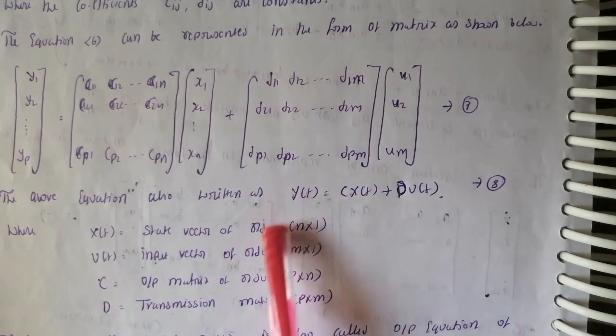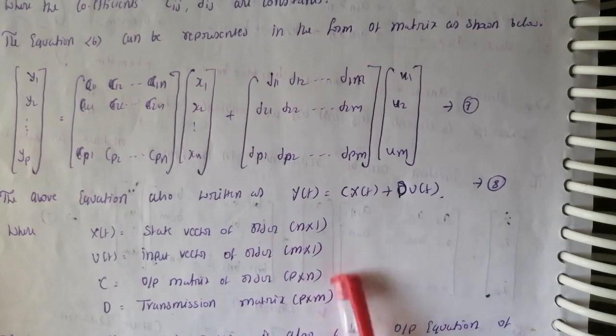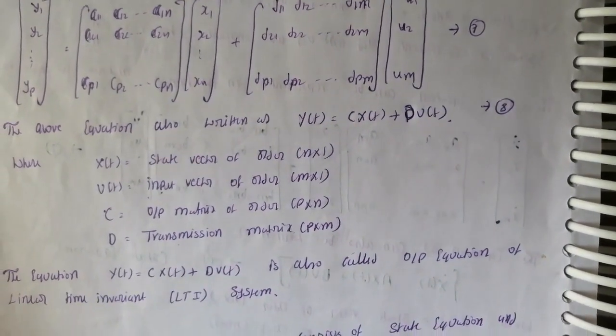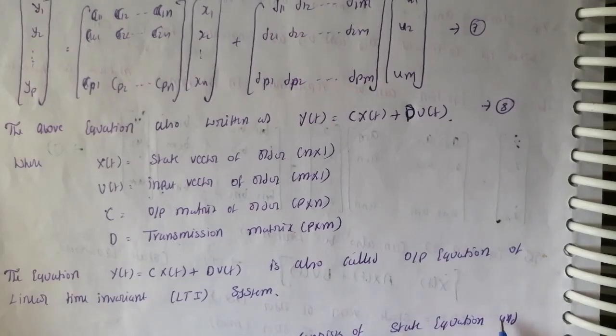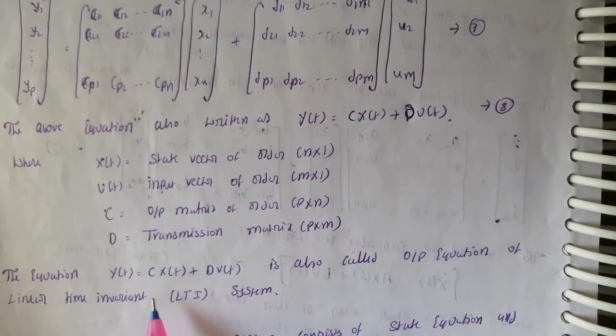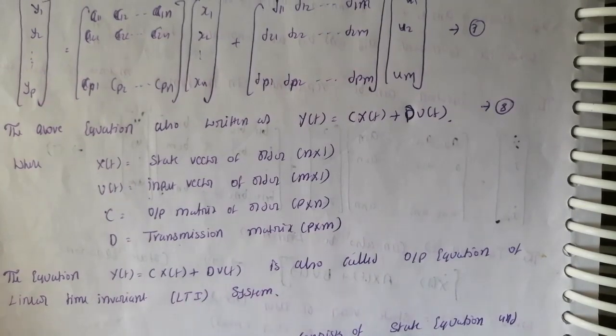You also have to remember the order of the matrices. Now the equation of y of t is also called the output equation of a linear time invariant system, so it is called an LTI system.